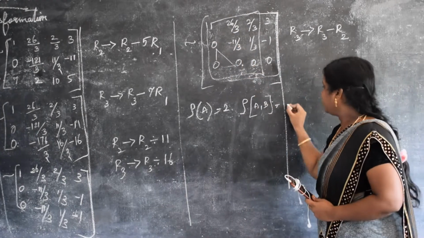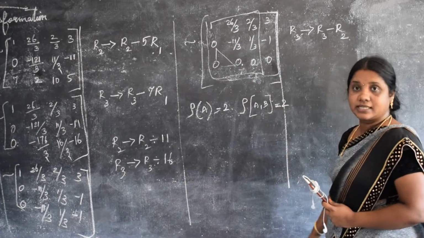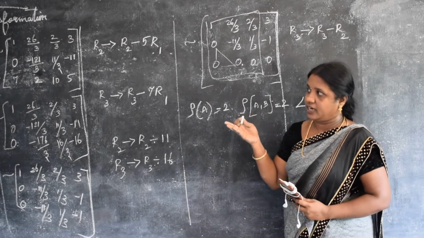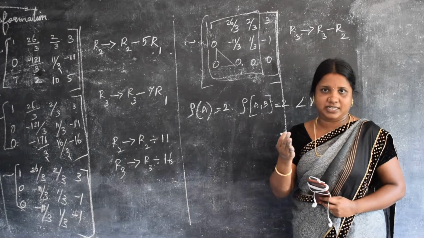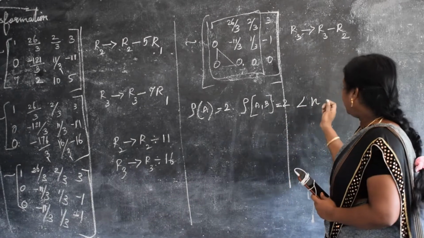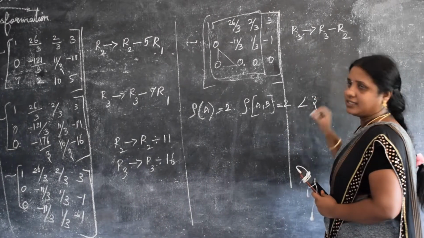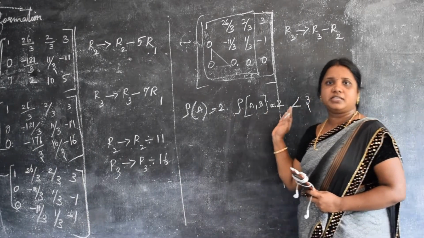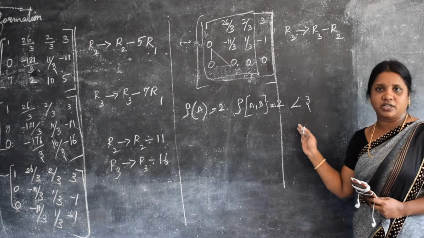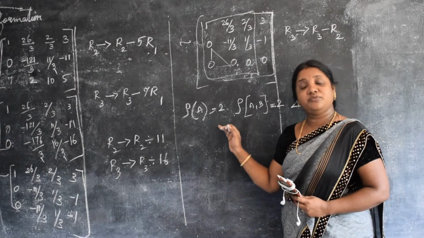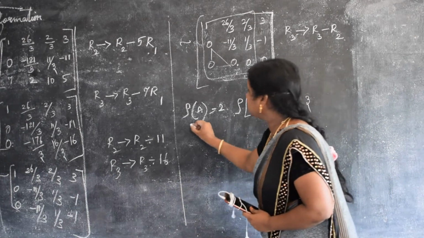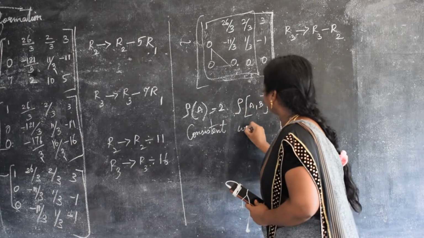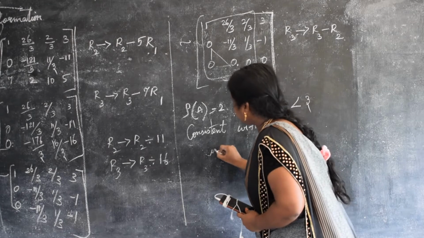You will get 2. But it is always less than n. Why? How many variables are here? What variables are there? X, Y, Z. That means 3 unknowns are there. So it is less than 3. That means what will our solution be? If rank of A and rank of AB are less than n, what will our solution be? It is consistent but with infinite solution.